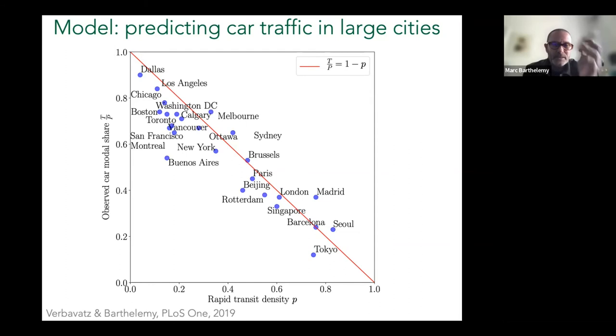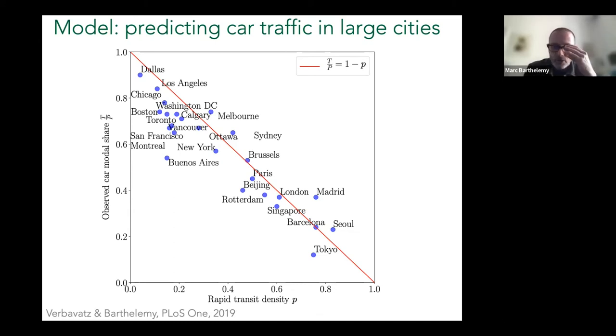It's almost 80%. So naively, what I would have said about Madrid is that people have access to transit density, but they prefer to take the car. This is what naively I would have said. There's maybe something that I don't understand.